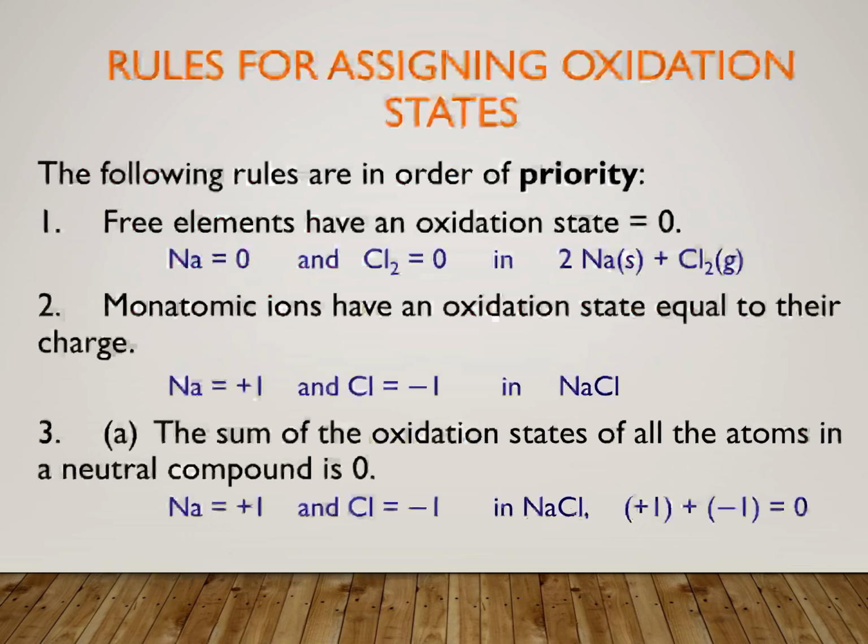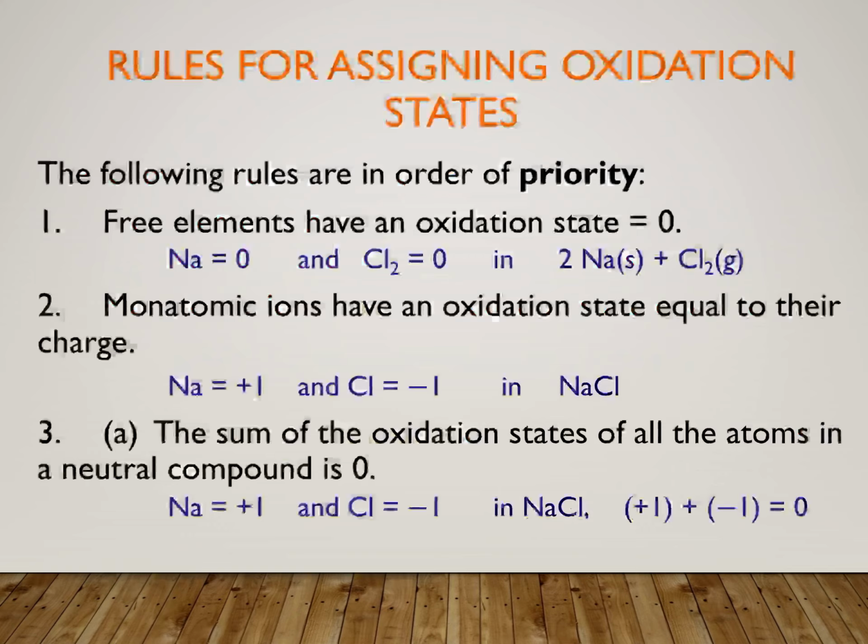So the first thing that we're going to do when figuring out whether something is being oxidized or reduced is assign oxidation states. These rules are in order of priority. So follow rule number 1, and if you still need more rules, then follow rule number 2. And if you still need more rules, follow rule number 3, and so on and so forth.